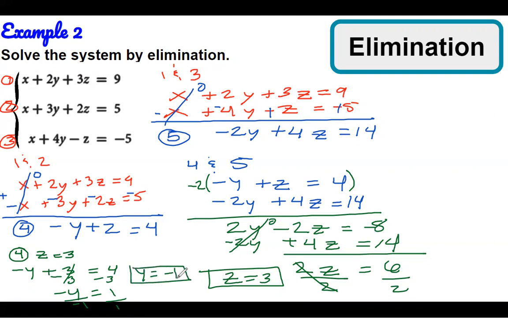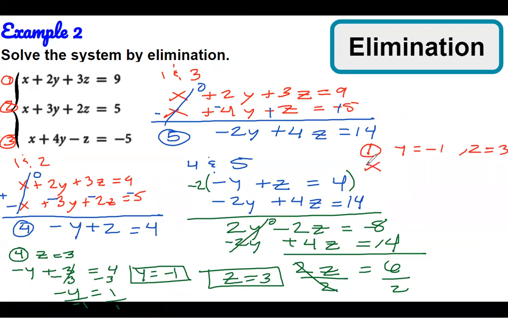Okay, we already have y, we have z, we're missing x. Which one do you guys want to use? 1, 2, or 3? Okay, whichever one you guys want. I'm going to go ahead and use 1, and we're going to let y equal negative 1, z equal 3.